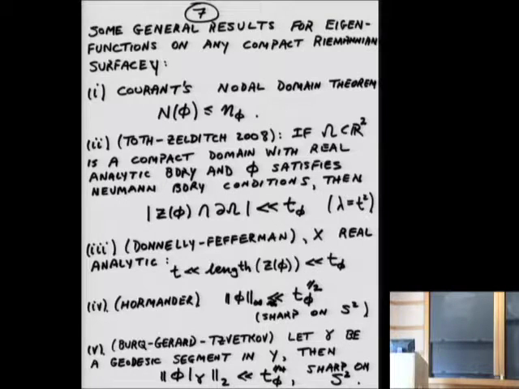You could ask how many nodal domains meet the boundary. There should be fewer, presumably. The upper bound that you can prove is that if the boundary is real analytic, then the number of intersections of the nodal set, Z phi, with the boundary is at most a constant times the square root of the eigenvalue. T is always the square root of the eigenvalue. So the number of boundary nodal domains is at most square root of T. And remember, Courant's upper bound is basically lambda, N is about lambda up to a constant.